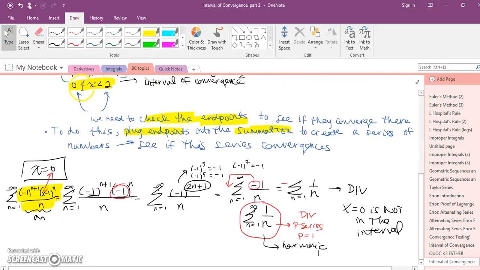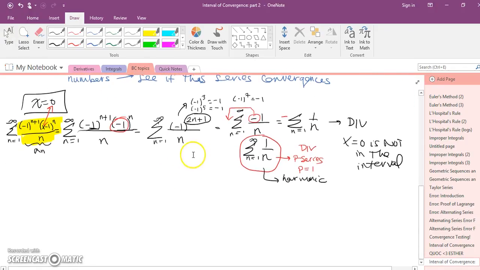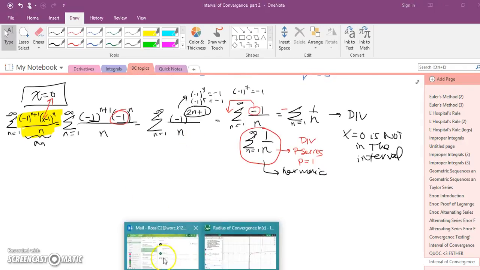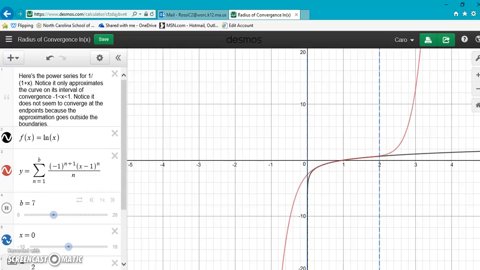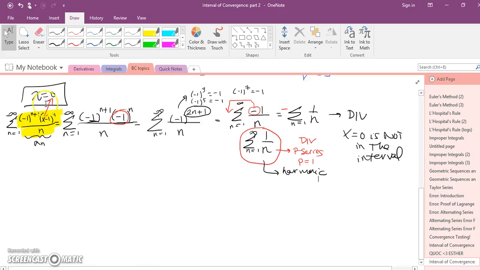So that means right here I'm not putting an equal bar under it. It's everything up to 0. And that makes sense because if you look at the graph of it, there's a vertical asymptote right here. So it makes sense that it doesn't converge there. Okay, back to here. Now let's check x equals 2.